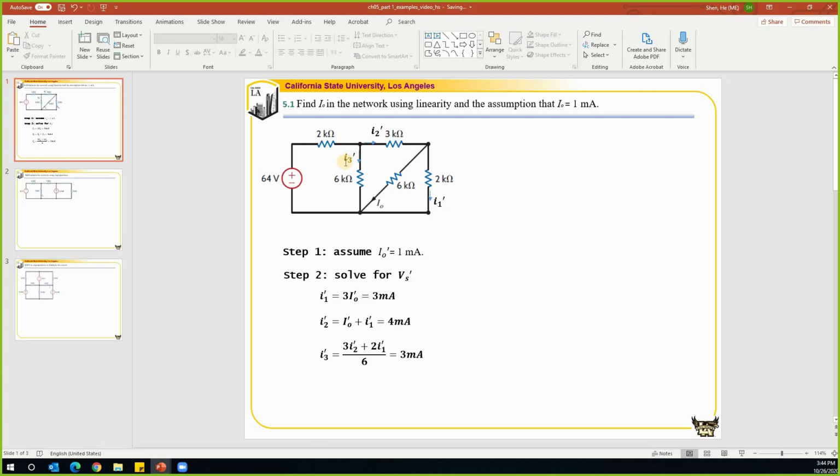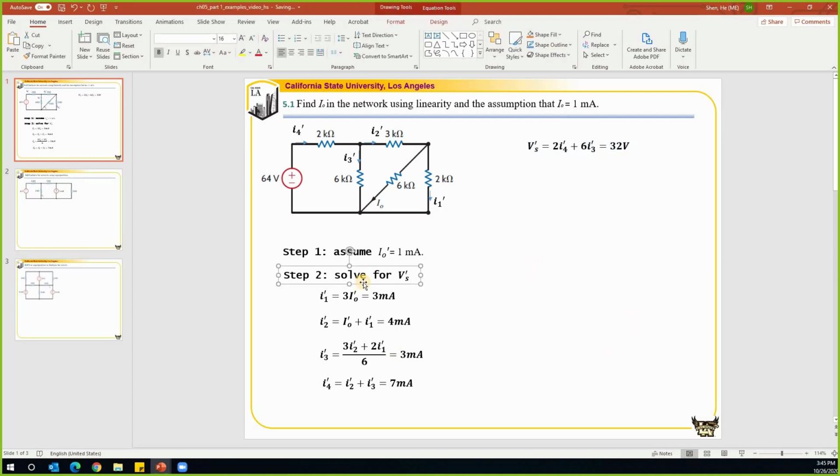So we find I3, and if we find I3, we will be able to find the current in there. Let's call this current I4. The current I4 prime is equal to I3 prime plus I2 prime, so that is 7 milliamp. After we find I4 prime, we'll be able to find the source Vs prime. Vs prime will be equal to 2 times I4 prime plus the voltage drop from this node to that node. So this will be 6 times I3 prime. So this is 14 plus 18, so that is 32 volts.